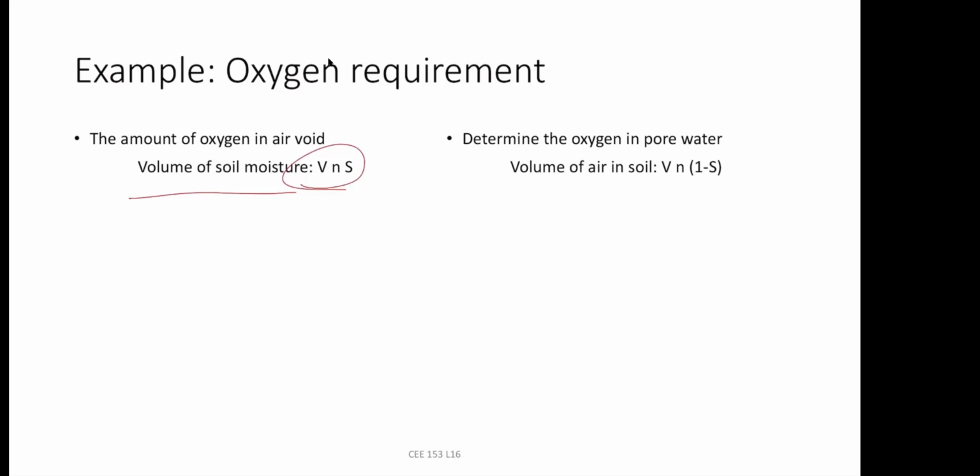Basically, I'm asking how much volume of water is in soil. That's something you already know based on porosity times the volume of soil. And then saturation is just an extra term because not the entire volume is filled with water. So that's why here, how much volume is filled with air? That's the rest of the amount which is not filled with water, so it's 1 minus S.